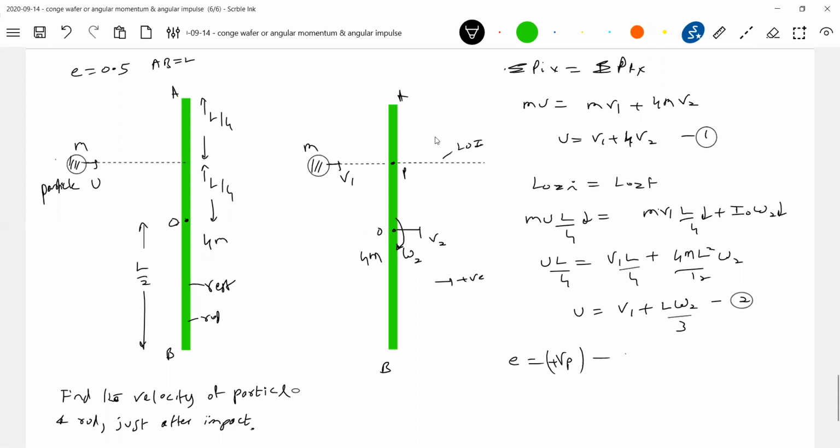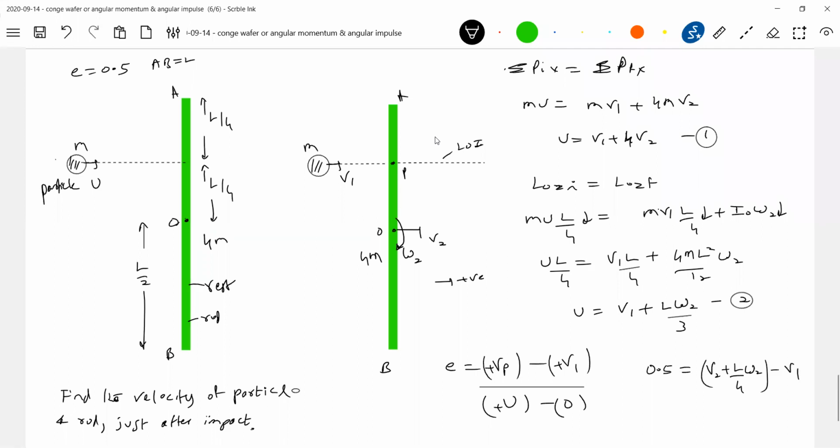minus velocity of particle, v1, divided by the initial velocity of the particle, u minus 0. e is equal to how much? 0.5. Vp should be equal to v2 plus omega times L by 4. It should be L by 4. Solving 1, 2, 3 will get the required answer.